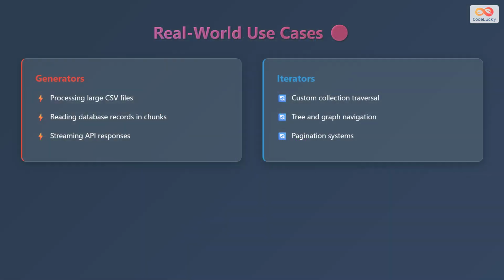Let's explore some real-world use cases for generators and iterators. Generators are commonly used for processing large comma-separated value, or CSV, files, reading database records in chunks, and streaming application programming interface, or API, responses. Iterators are used in custom collection traversal, tree and graph navigation, and pagination systems. These tools can greatly simplify complex tasks and improve performance in various scenarios.